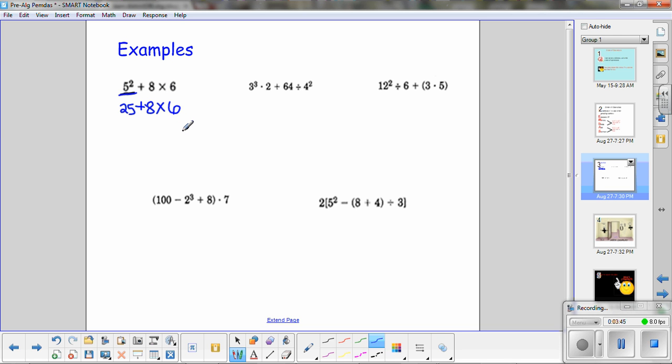Now, after we finish the exponents, the next thing we have is multiplication or division from left to right. So we're going to do the 8 times 6. 8 times 6 is 48. So below that 8 times 6, I'm going to put 48. And then I'm going to rewrite the rest of the problem. Now the only thing left to do is 25 plus 48. 25 plus 48 is going to be 73.